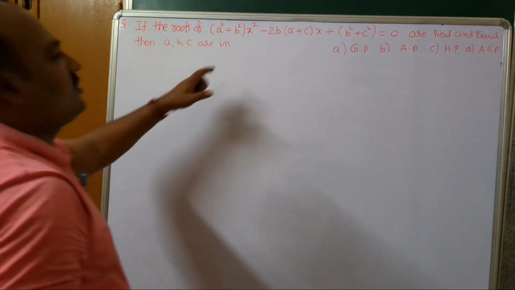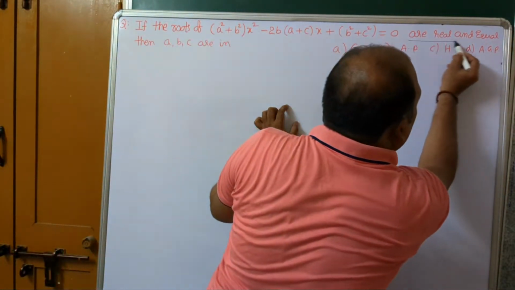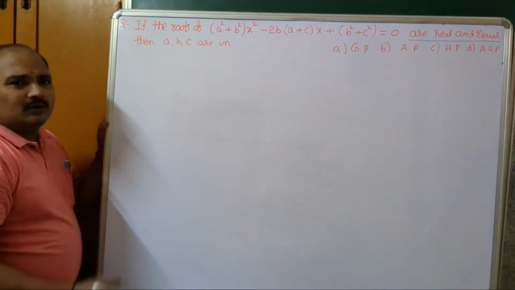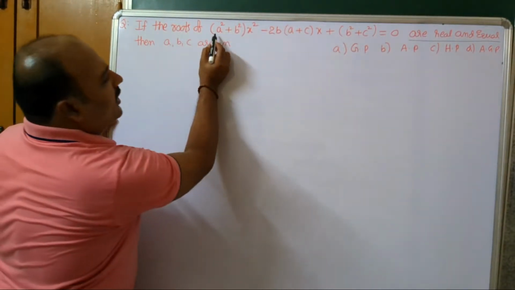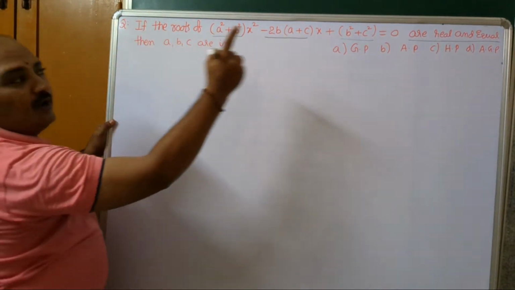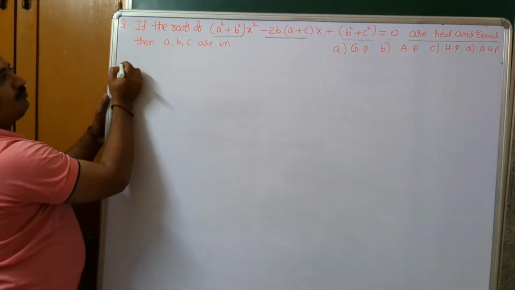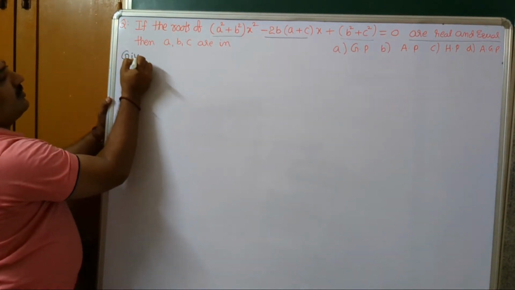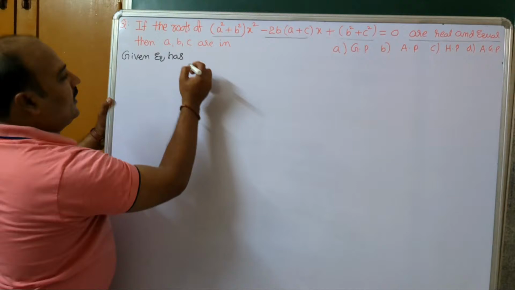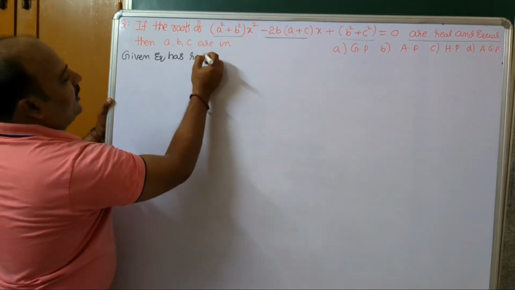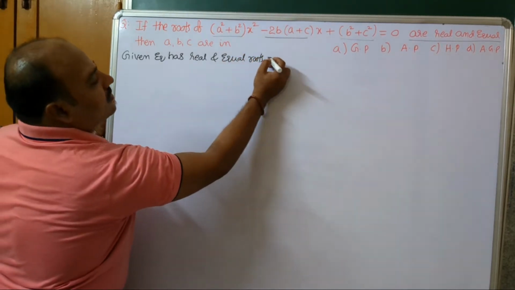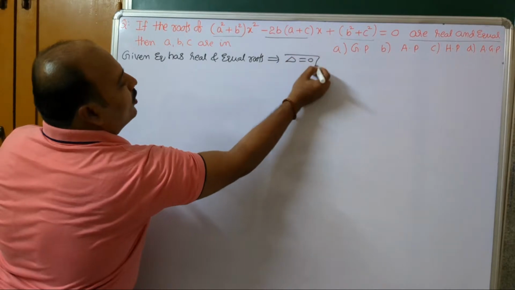So for this question, what condition is given? Roots are real and equal. Real and equal means simply you can calculate delta equal to 0. This is the quadratic equation. This is the a value, this is the b value, this is the c value. So according to that, the given equation has real and equal roots. That implies delta equal to 0.